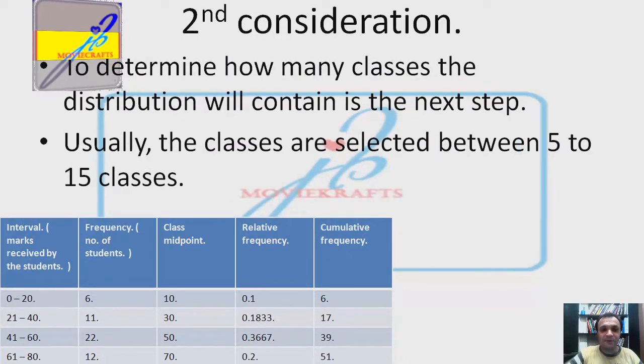Second consideration, the next step is to determine how many classes the distribution will contain. We have taken 5 classes over here. Usually the classes are taken in between 5 to 15. So we have taken 5 classes for understanding, each of 20 marks.